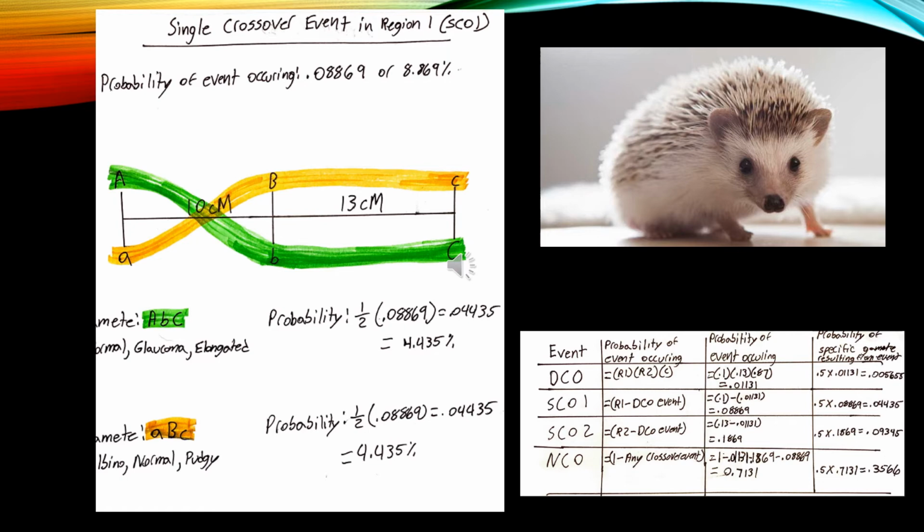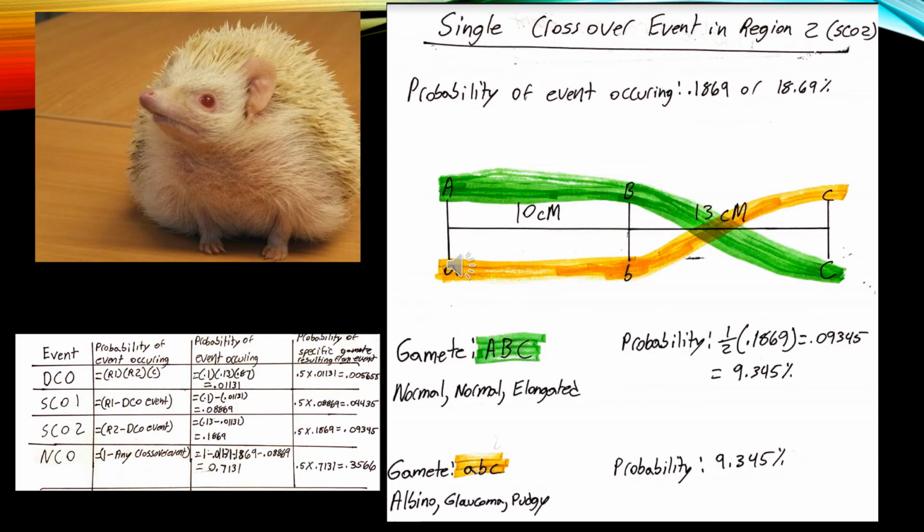This would be 0.1 minus 0.01131, which equals 0.08869 or 8.869%. You will then divide that by 2 to get the probability of each gamete occurring, which is 4.435%. The next possibility is that we have a single crossover event in region 2.